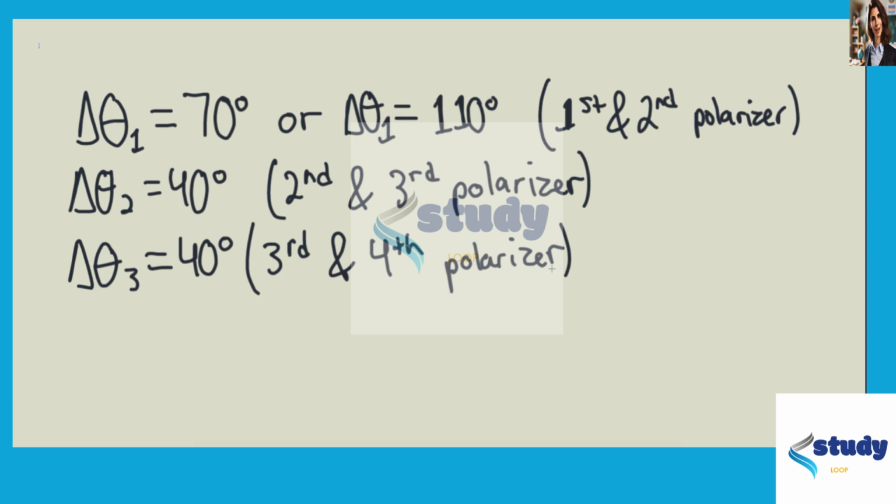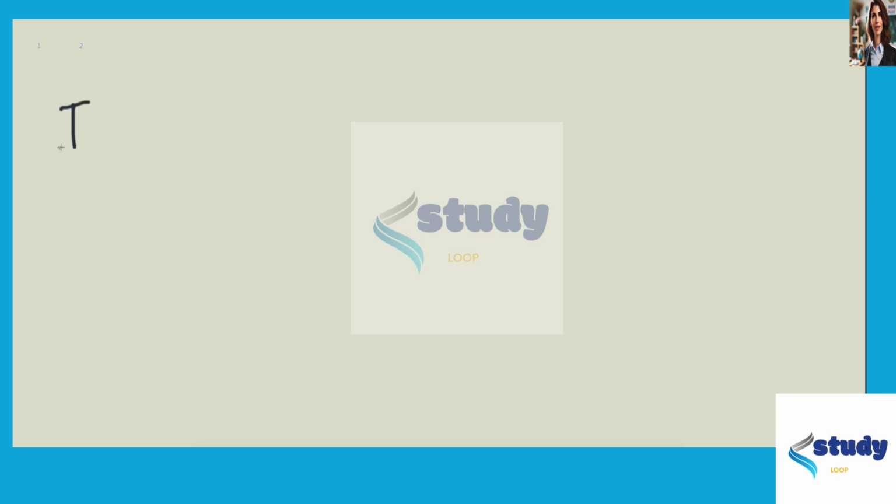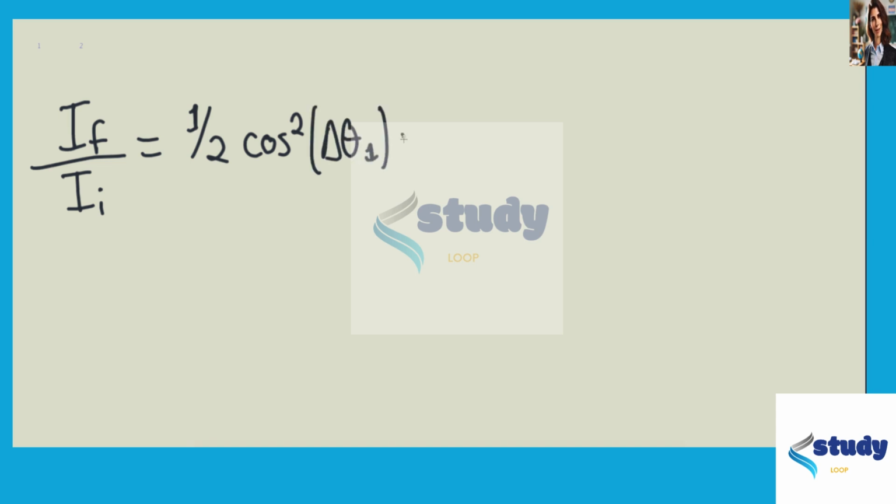And we can then say we're going to account for the automatic reduction by a factor of 1/2. This is according to Malus's law. So essentially, we can then say that the intensity final divided by the intensity initial would be equal to 1/2 times cosine squared of delta theta sub 1, cosine squared of delta theta sub 2, times cosine squared of delta theta sub 3.